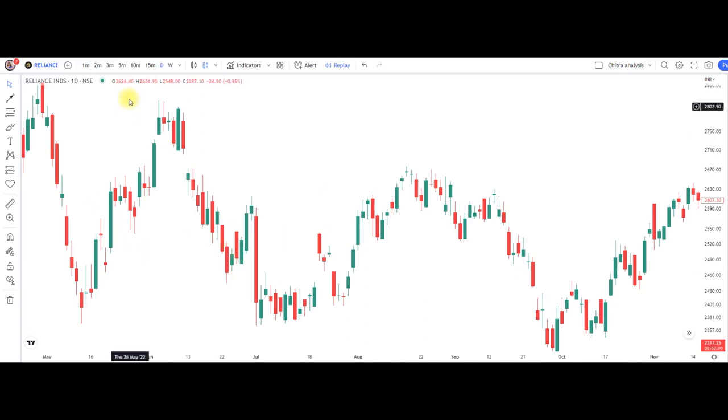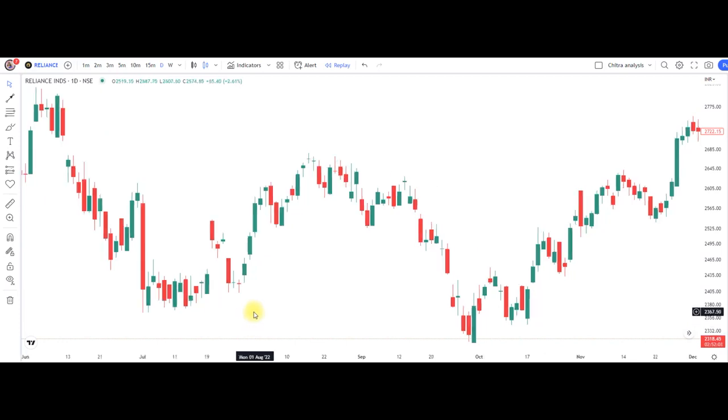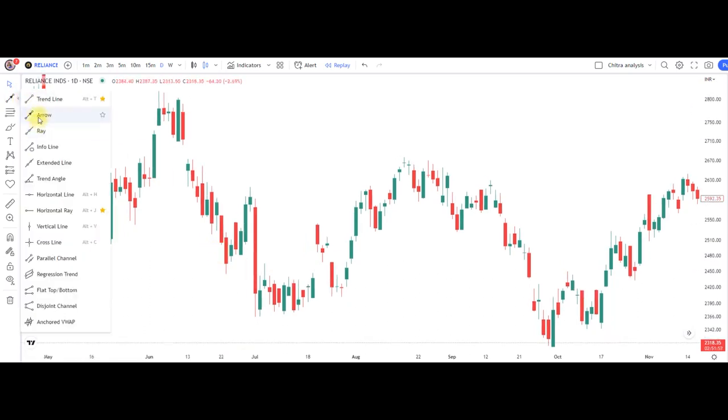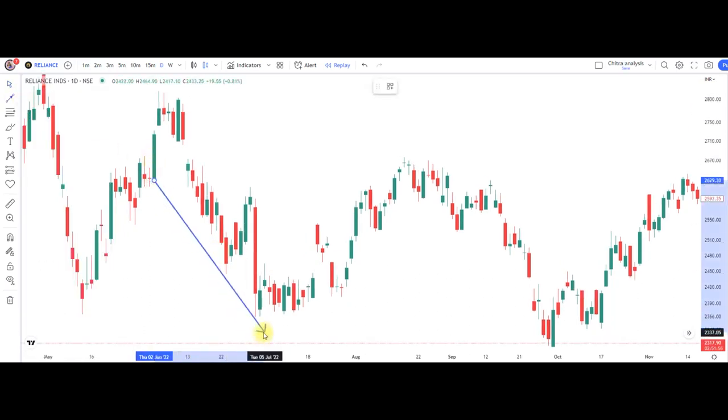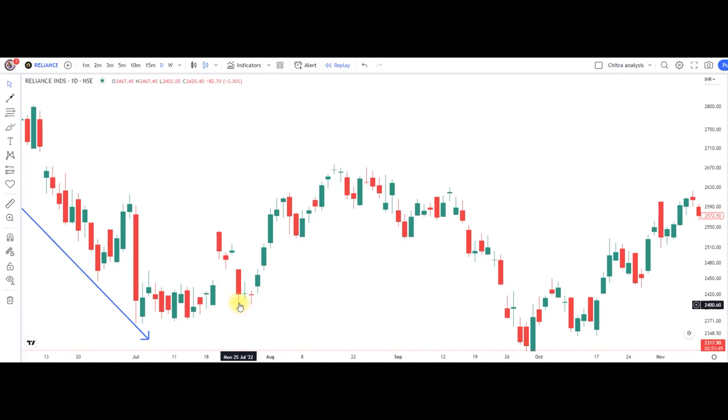This is the Reliance daily time frame chart. Now I will show you how to enter into the long and short trade using the neutral doji candlestick. So here the price is in the downtrend. You can clearly see that, right? The price is continuously falling, and at the bottom of the trend we got a doji, that too two dojis here.